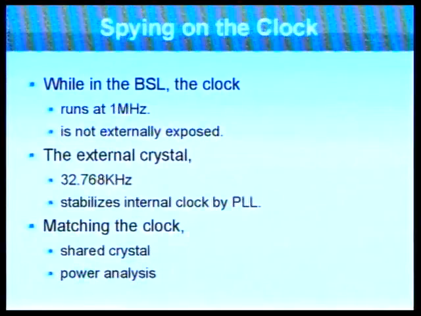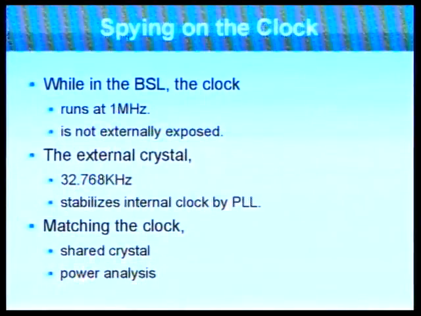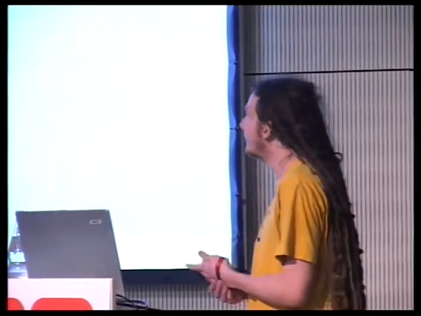Another issue is that it's difficult to time the glitching if you don't know exactly when the clock pulse will hit. And the clock is only exposed if you choose to expose it. The external crystal is at 32 kilohertz, and then a PLL multiplies that frequency for the internal clock. And even then, the external crystal needn't be used. It's not powered up when the BSL is running.